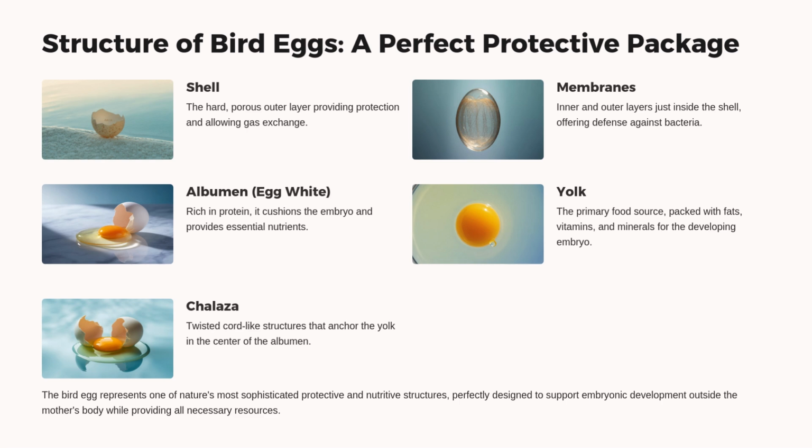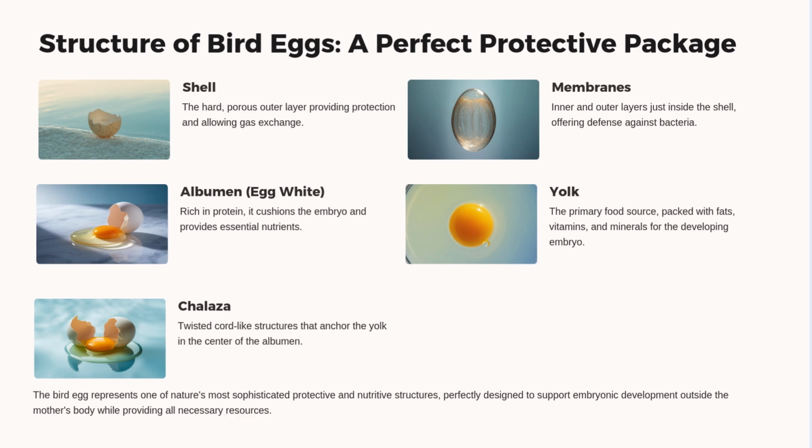Yolk. The primary food source, packed with fats, vitamins, and minerals for the developing embryo. Chalaza. Twisted cord-like structures that anchor the yolk in the center of the albumin. The bird egg represents one of nature's most sophisticated protective and nutritive structures, perfectly designed to support embryonic development outside the mother's body, while providing all necessary resources.